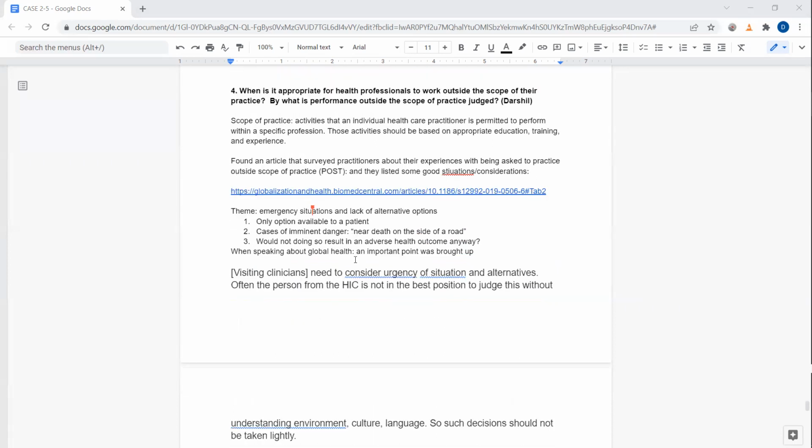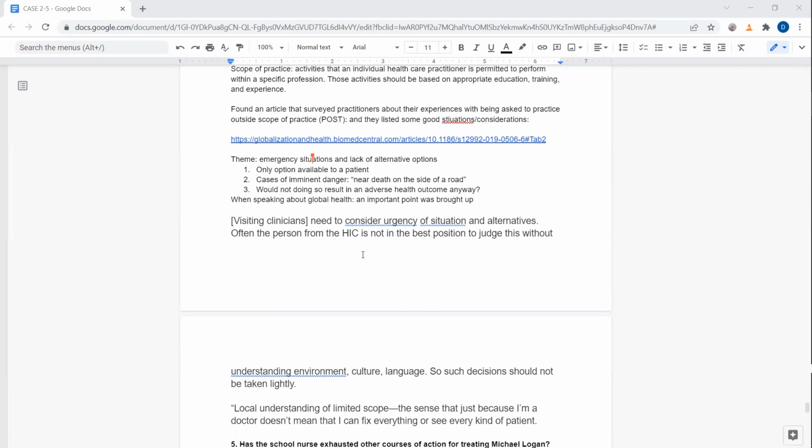The themes seem to be that in emergency situations where alternative options were unavailable seemed to be situations where that was okay. For example, where you might be the only option available to a patient, or where there's a case of imminent danger, such as a patient being near death on the side of a road, or where not doing anything at all would result in an adverse health outcome anyway.